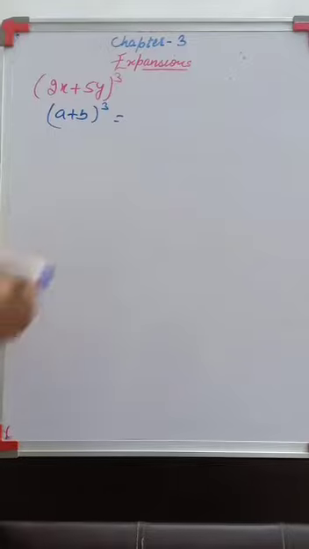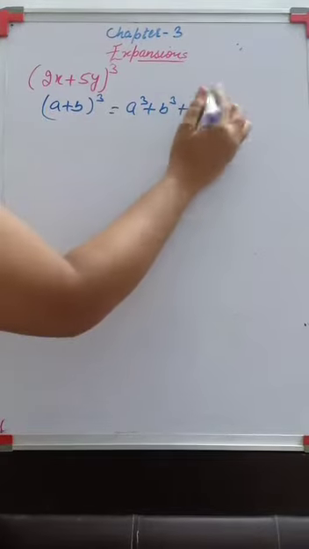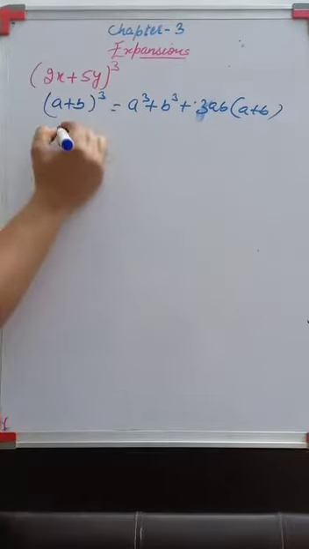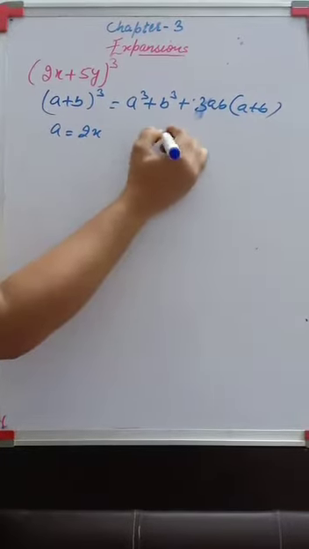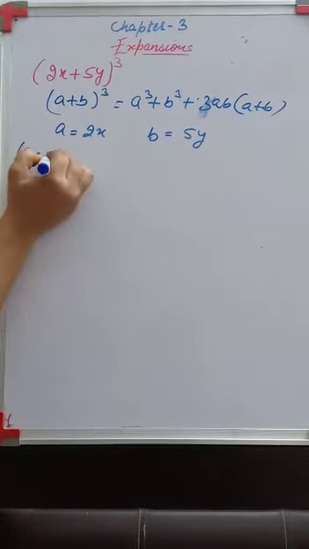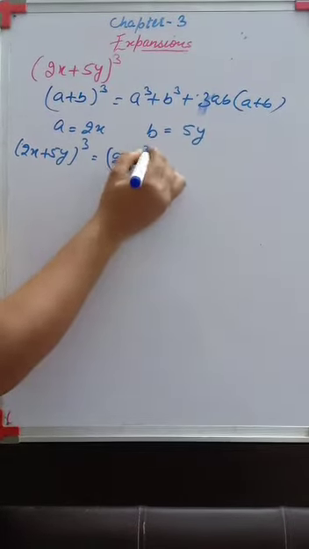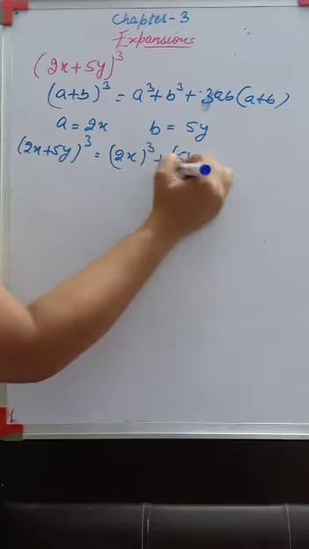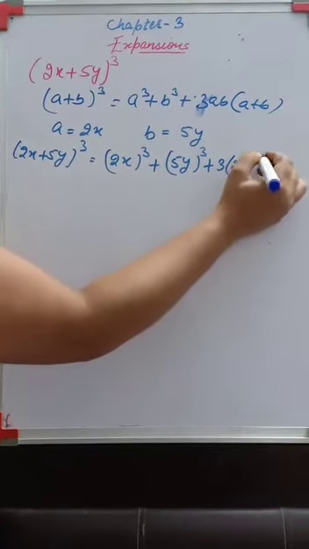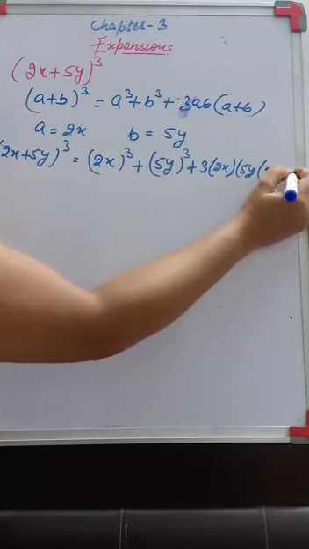What I have is that a plus b whole cube is a cube plus b cube plus 3ab into a plus b, right? So when I compare it, a is 2x, and b is 5y. Just by putting the values, what will I get? 2x plus 5y whole cube will be equal to a cube, that means 2x whole cube, plus b cube, that means 5y whole cube, plus 3ab, that means 3 into 2x into 5y, into a plus b, that is 2x plus 5y.